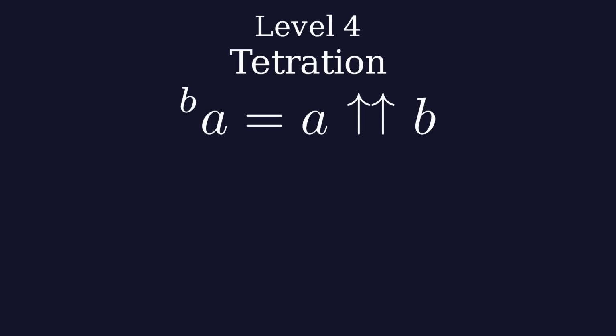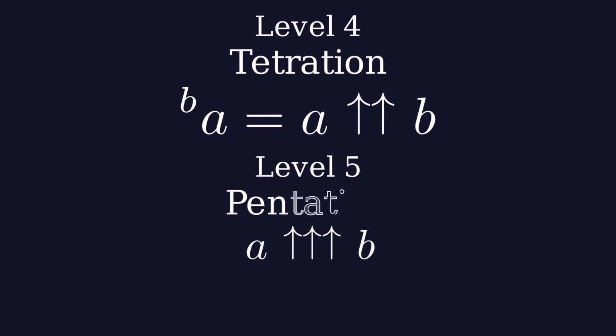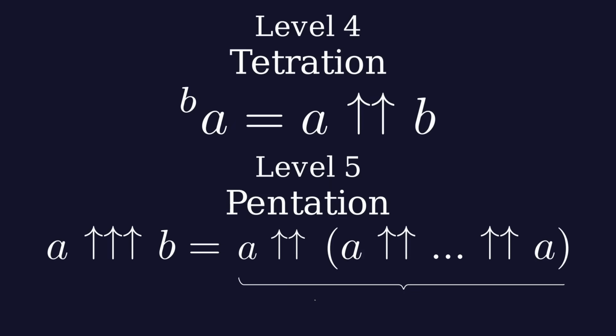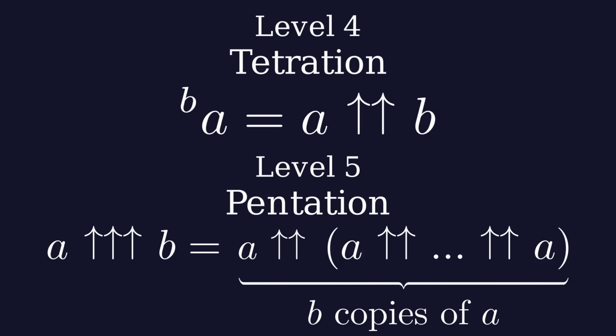With this notation, we can define an operation on level 5. Using 3 arrows, we denote pentation. Just like tetration is repeated exponentiation, pentation is repeated tetration. A pentated to b is equal to a tetrated to itself b times.